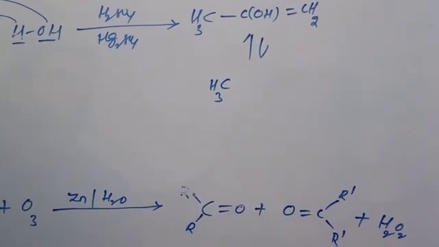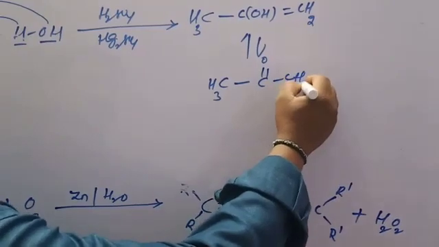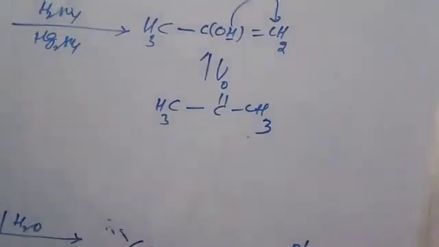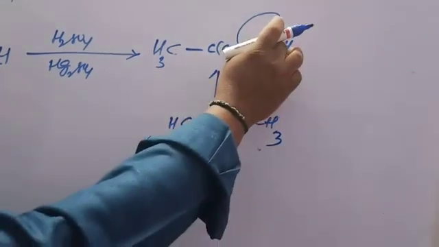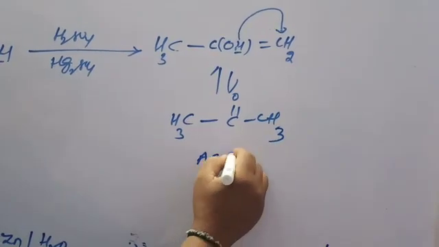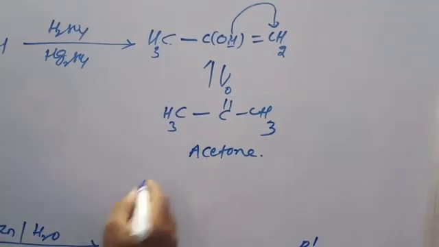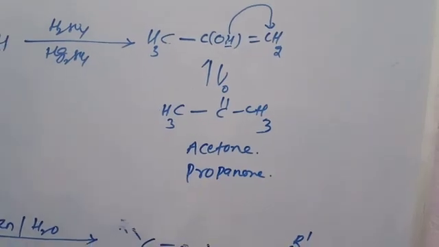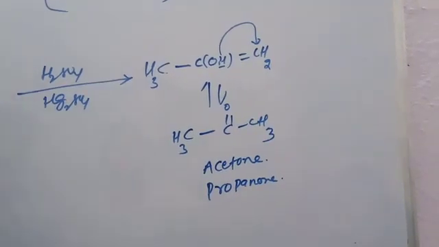so then CH3, C double bond O, CH3. So then this hydrogen transfers towards this carbon: CH3, CO means C double bond O, CH2 plus H, it is CH3. The obtained compound is the ketone. The name of the ketone is acetone. It is the common name. Its IUPAC name is propanone. It is the preparation of aldehydes and ketones from alkynes.